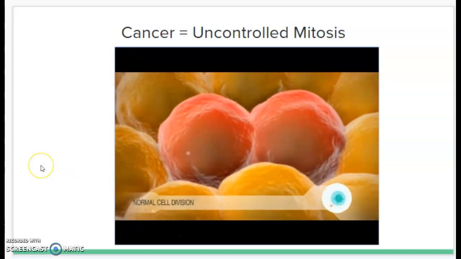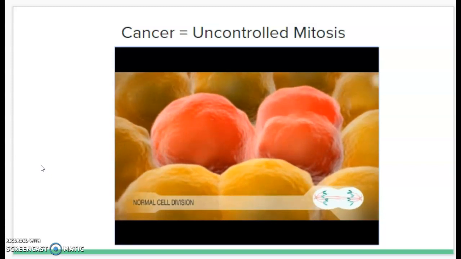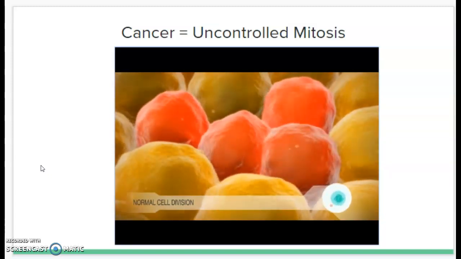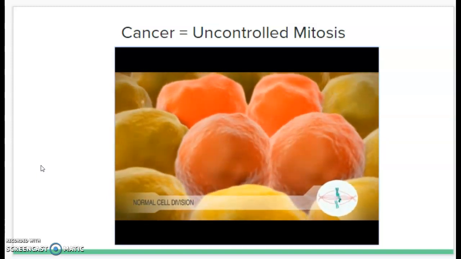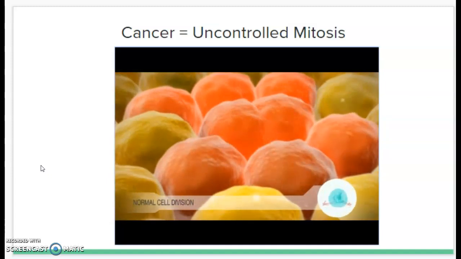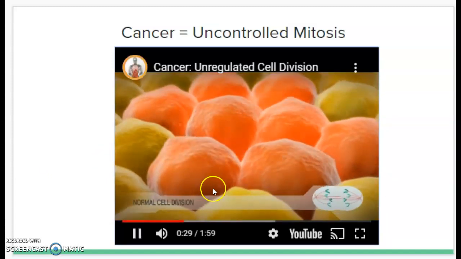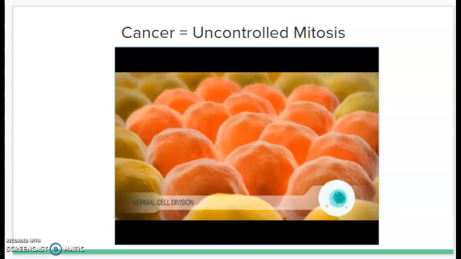So this is normal. I don't think they actually make this sound. They just use it for effect. So if you notice, they're all evenly distributed, evenly spread out.